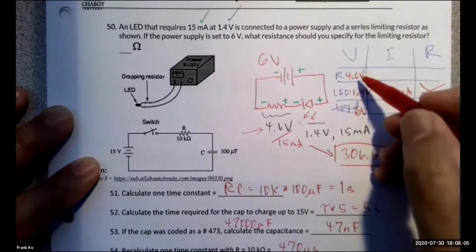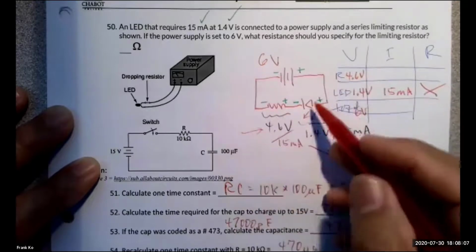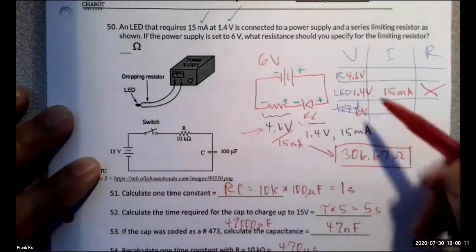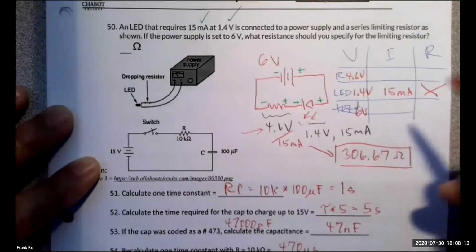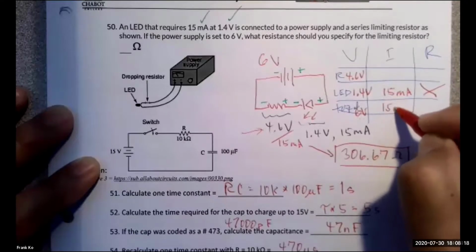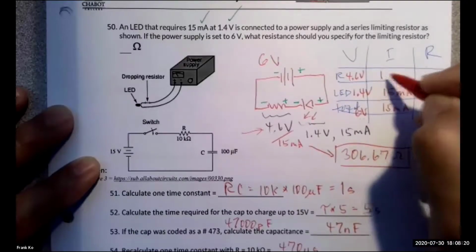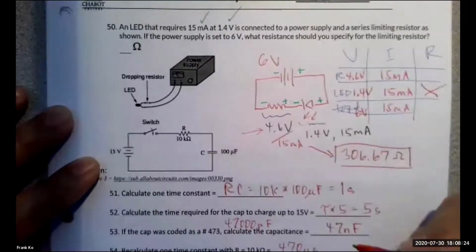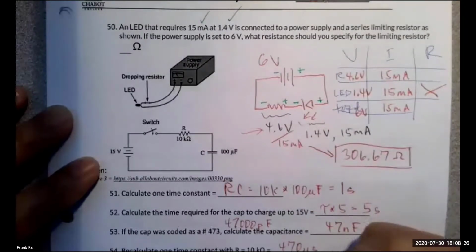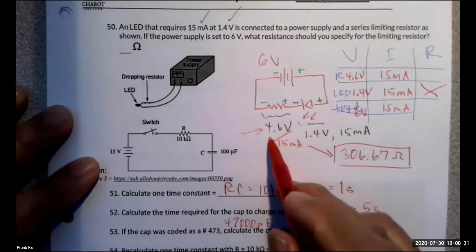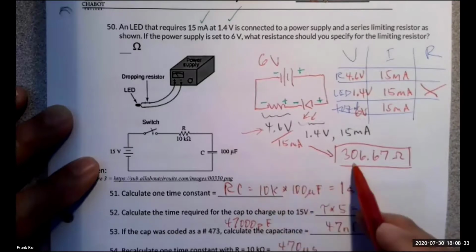Now, once you have that, since this is a series circuit, what is the same through all parts of a series circuit? Isn't current the same through all parts of a series circuit? So if you're told 15 milliamps is flowing through the LED, isn't that 15 milliamps through the total? And isn't that also 15 milliamps flowing through the resistor? It's a series circuit. So those are the pieces of your puzzle. You now know right here in my drawing, 4.6 volts for the resistor, divide by 15 milliamps, and that's how you end up with the 306.67 ohms.